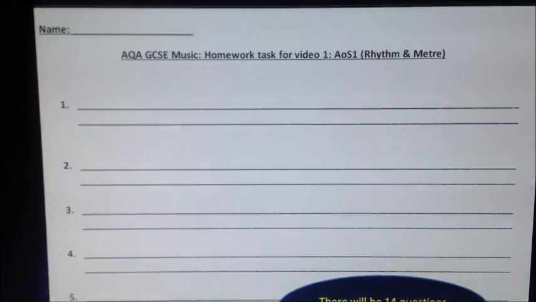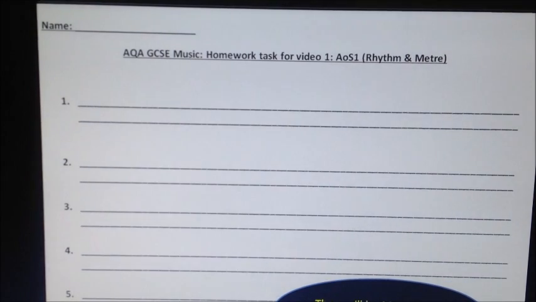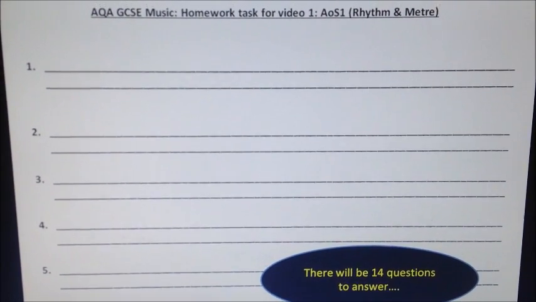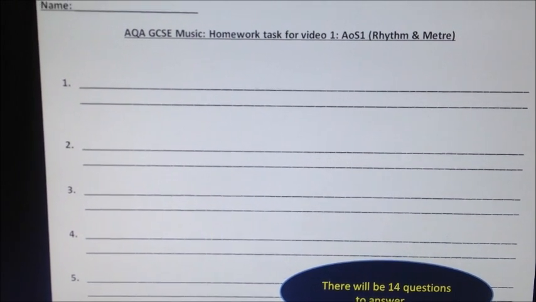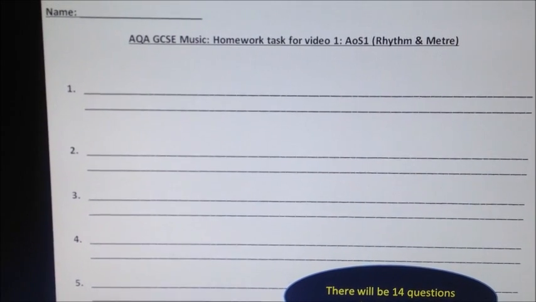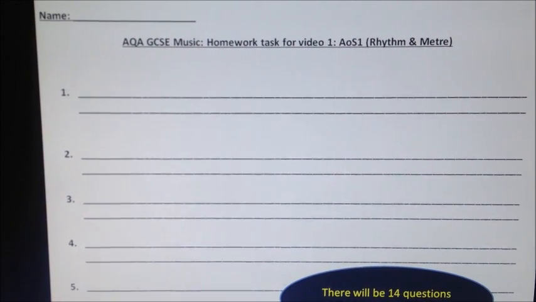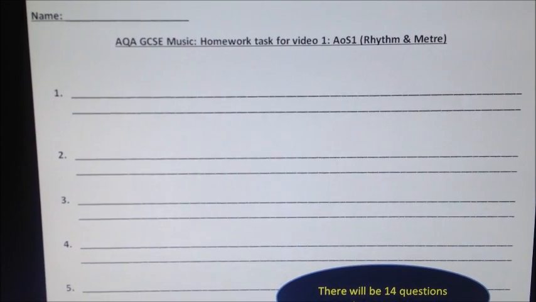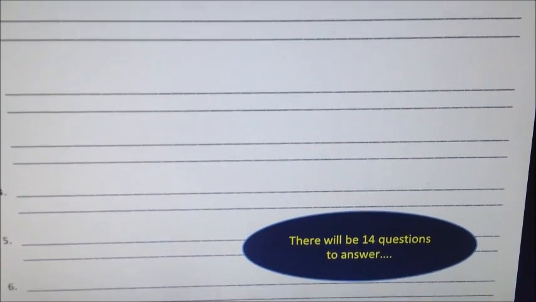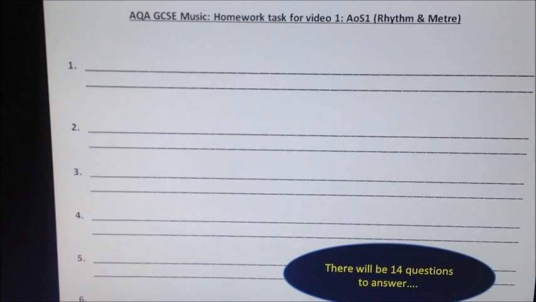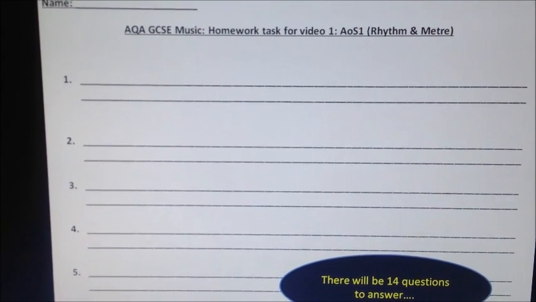Before we start, at around 4 or 5 minutes into this video, you'll have to answer some questions. Your sheet of paper should look something like this. Make sure your name is in the top corner, and you can put the title AQA GCSE Music Homework Task for Video 1, which is what this is. Area of Study 1, Rhythm and Meter. There'll be 14 questions in total. If you want to pause the video at this point so you can create that, it might be a good idea.